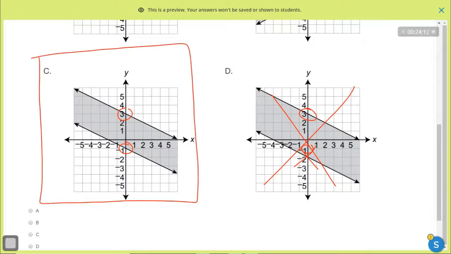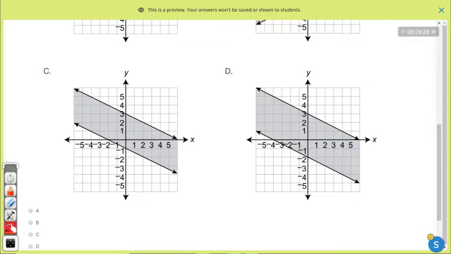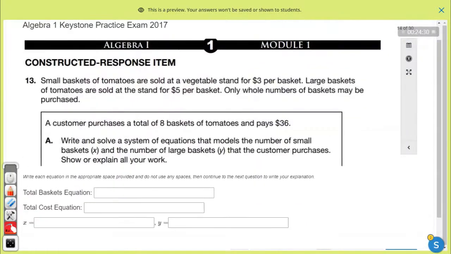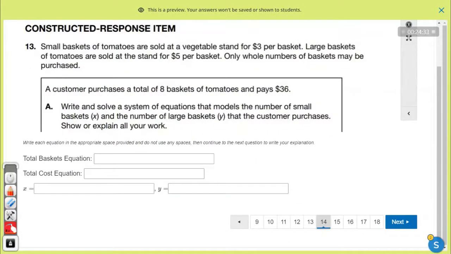You could plug this straight into your graphing calculator here, but it could be a little bit challenging to identify the intricacies needed to really figure out which one of these was the correct answer. Next question. All right, and this brings us to our open-ended question here for Module 1.